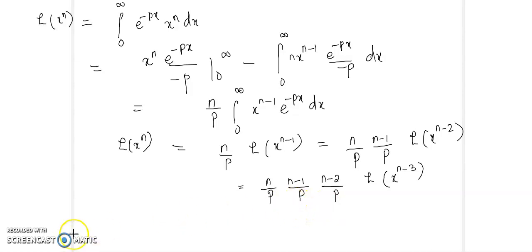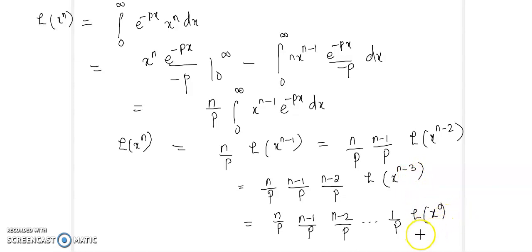So continuing in this manner, you are going to get n/p, (n minus 1)/p, (n minus 2)/p, etc. Last, you will get 1/p, then L of x raised to n minus n, so x raised to 0 will come.